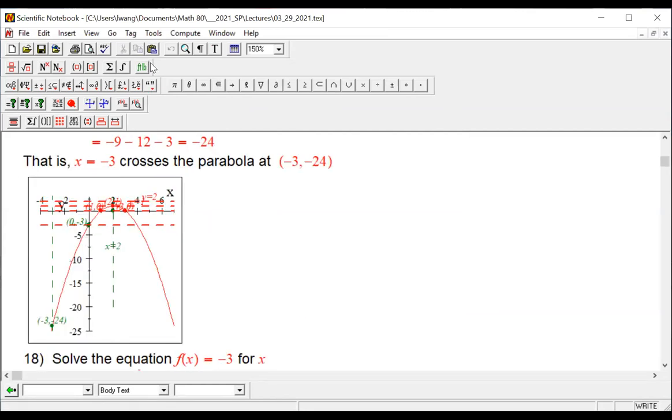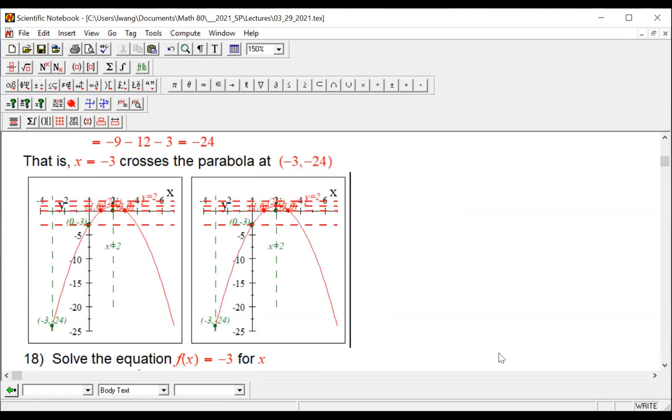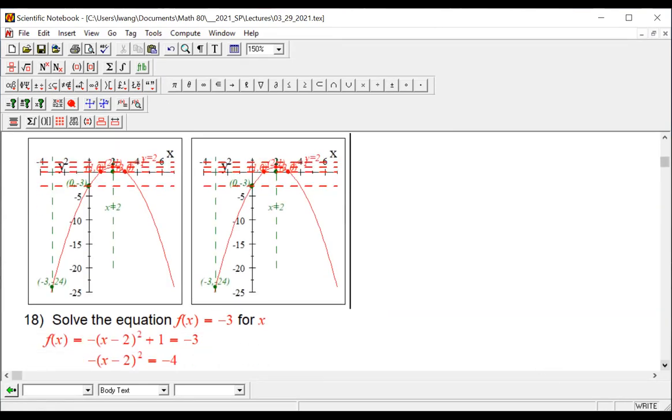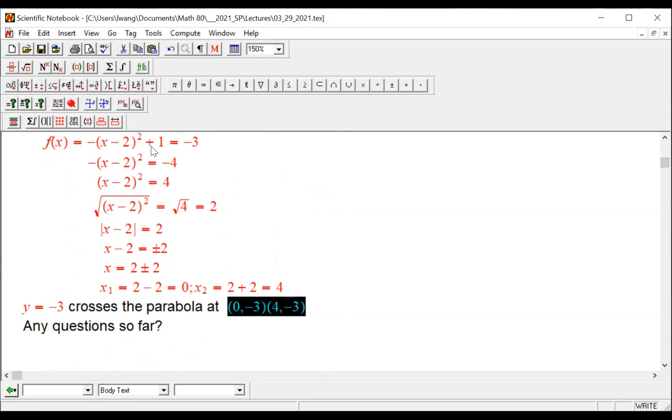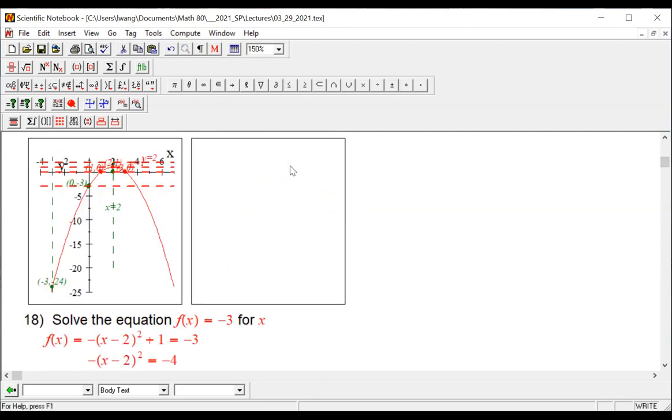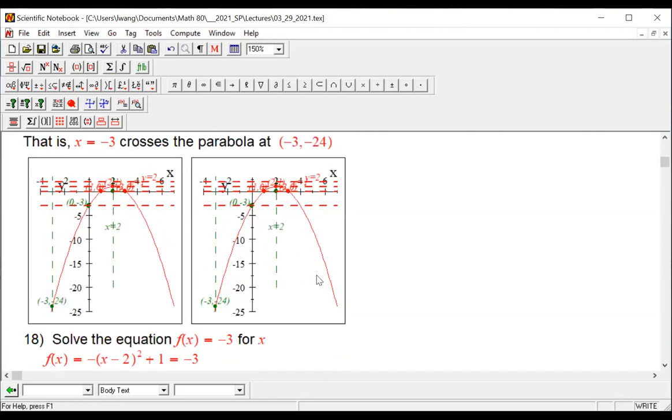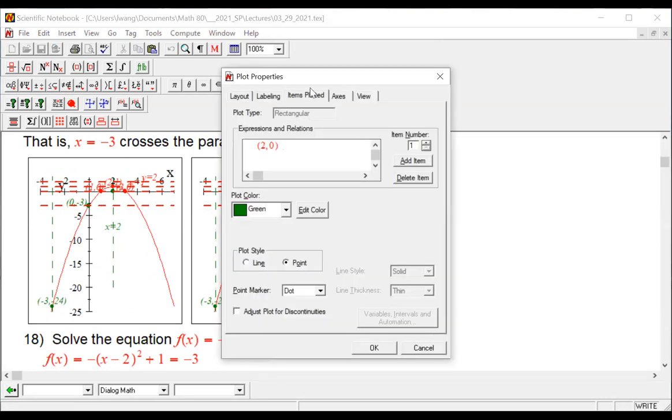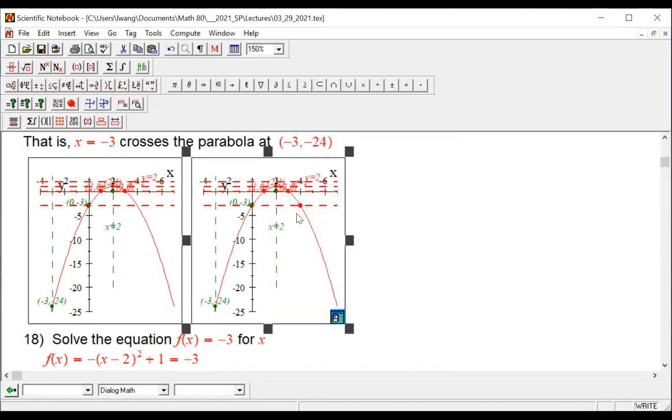Okay, so I'm gonna bring this picture to the side. And I'm gonna put these 2 points on the graph. Of course, one of the points is already there, right? So I don't need to mark it. And I only have one more point to mark. 0, comma negative 3 is already marked.